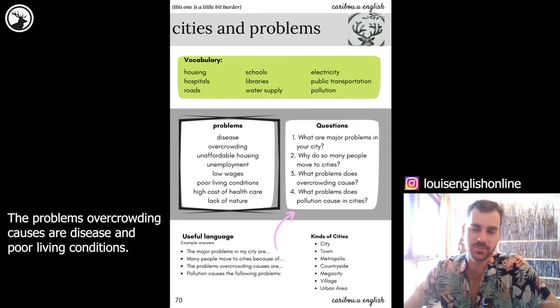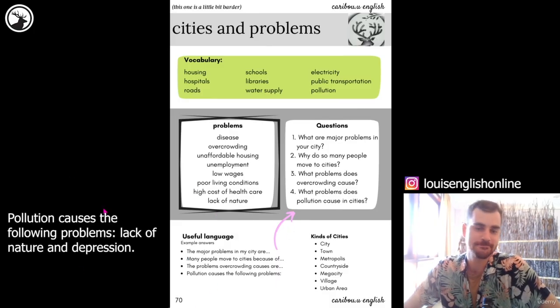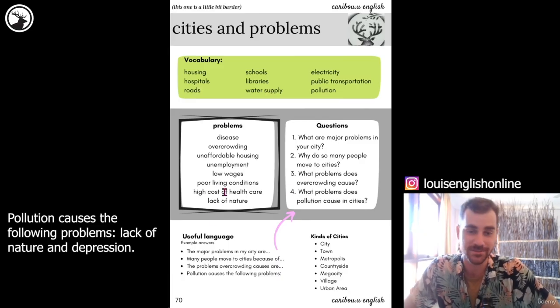4, what problems does pollution cause in cities? Pollution causes the following problems: lack of nature and, well, I don't know, nothing else, I guess. Lack of nature and maybe just basically like depression, and people feel bad and it's bad for their health. So potentially high cost of healthcare.